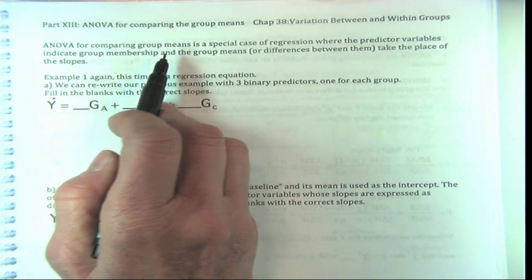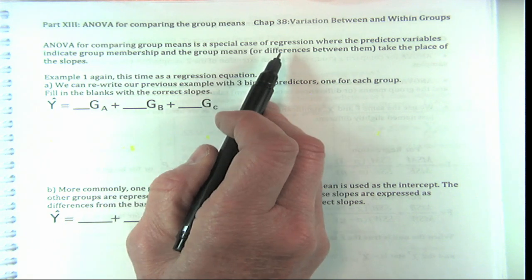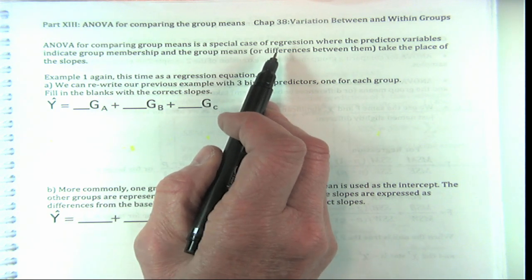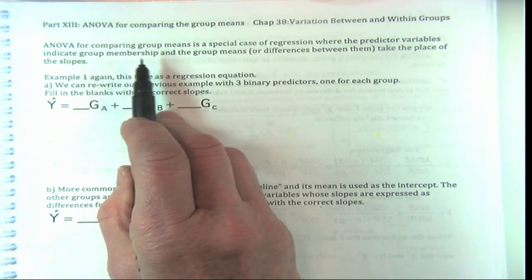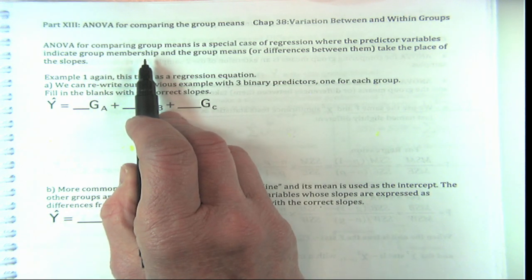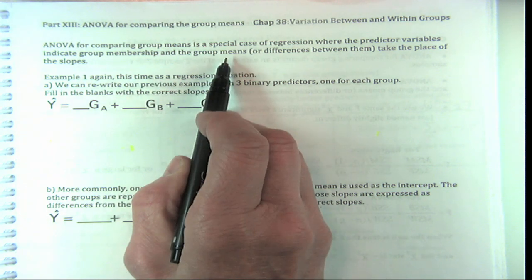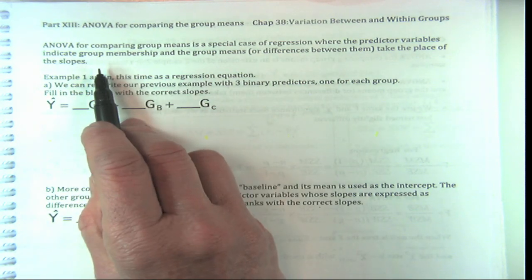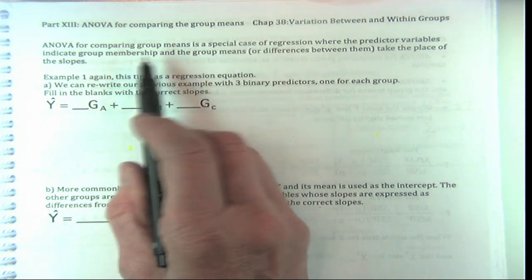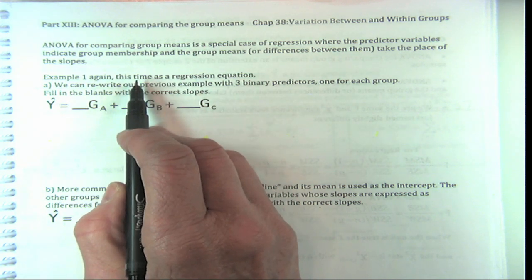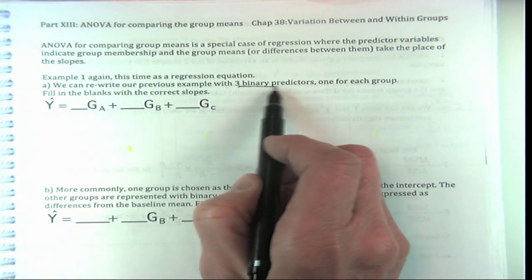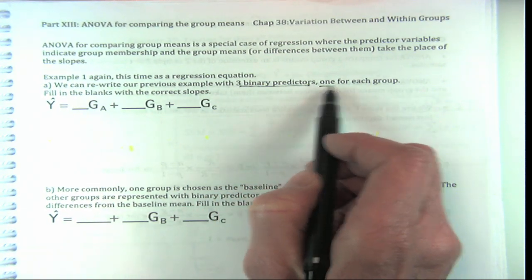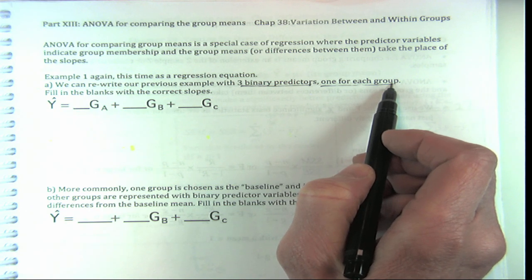ANOVA for comparing group means is a special case of regression where the predictor variables indicate group membership. And the group means take the place of the slopes. So here we can rewrite our previous example with 3 binary predictors, 1 for each group. So what do I mean?